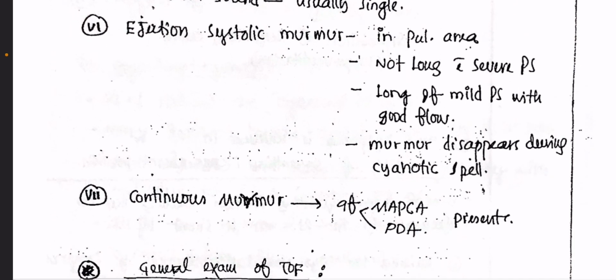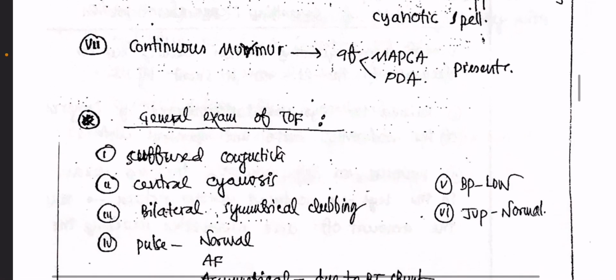Ejection systolic murmur in pulmonary area, not long with severe pulmonary stenosis. Long if mild pulmonary stenosis with good flow. Murmur disappears during cyanotic spell. Continuous murmur if MAPCA or PDA present.